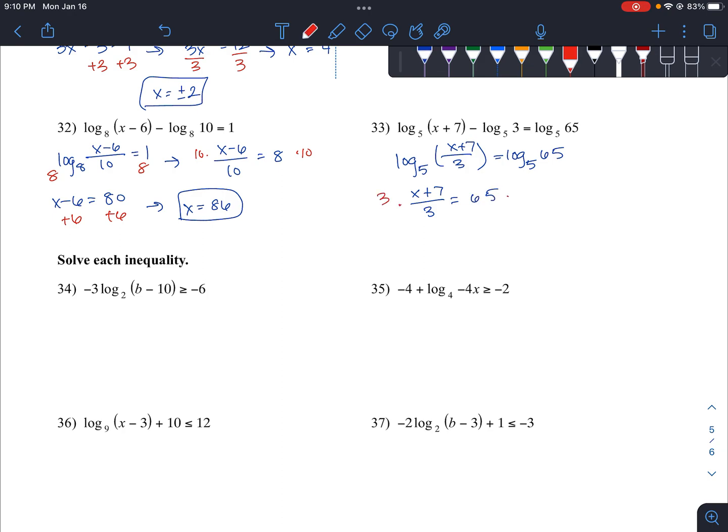Multiply both sides by 3. So I'll get x plus 7 is equal to 65 times 3 is 195. And then I will subtract 7, and I'll get x is equal to 188.